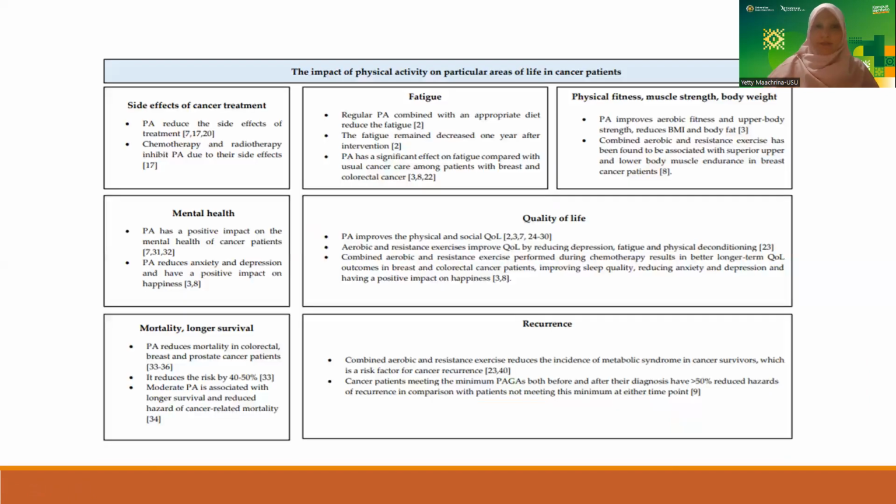Just like we saw from the previous study, the impact of physical activity on particular areas of life in cancer patients. We know that the cancer itself, because of tumor angiogenesis and continuous pain, can reduce the patient's quality of life. The side effects of cancer treatment can also decline your immune system. The treatment makes your body not fit, and it can also make you feel pain or discomfort.